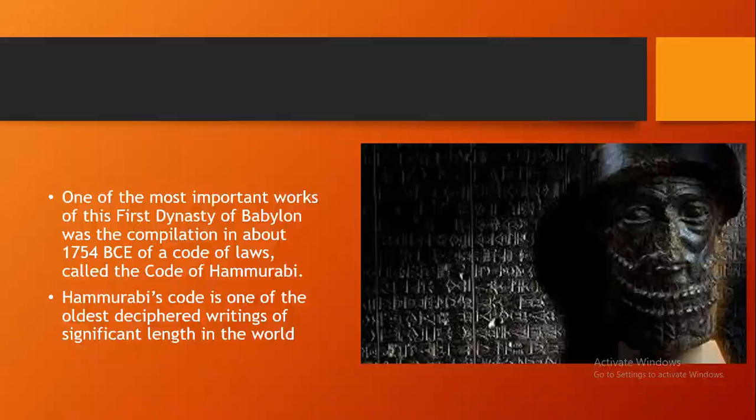Now, one of the most important works of the first dynasty of Babylon was the compilation, in about 1754 BC, of a code of laws called the Code of Hammurabi. When Hammurabi was governing Babylon, he made a code. He made a code of laws. He outlined some laws for the people living there, and they were known as the Code of Hammurabi.